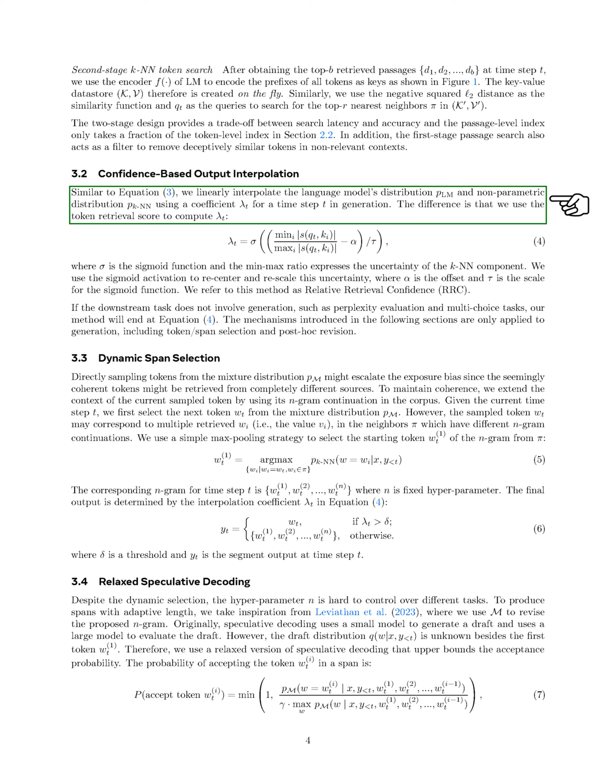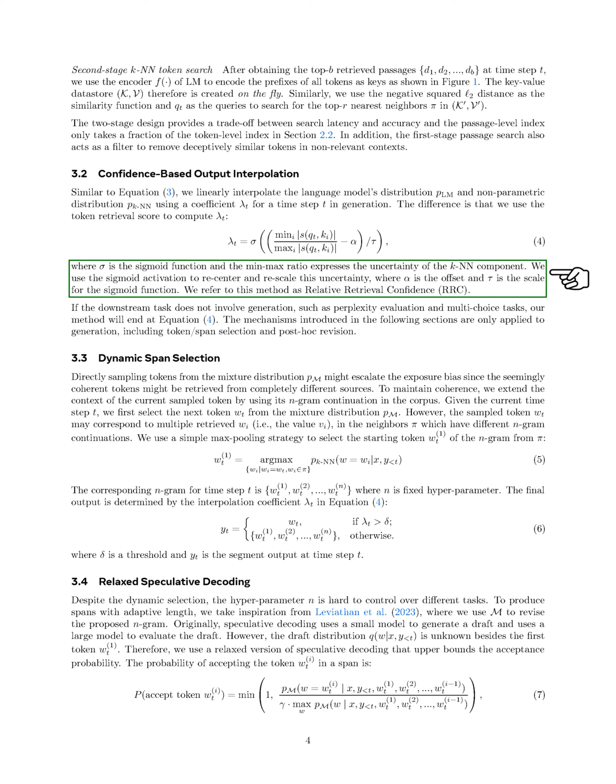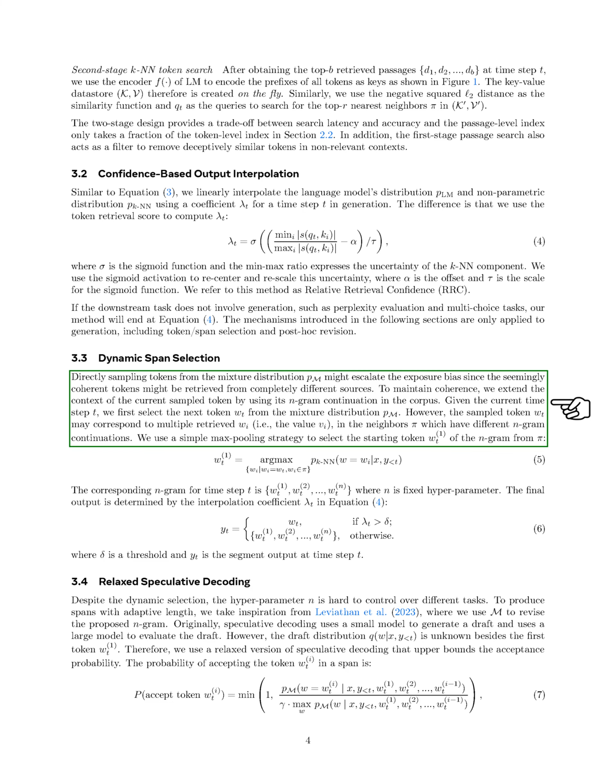We also introduce confidence-based output interpolation, where we combine the language model's distribution and a non-parametric distribution using a coefficient. This coefficient is computed based on the token retrieval score, incorporating a sigmoid function to adjust uncertainty. This method, called relative retrieval confidence, is particularly useful for generation tasks. Additionally, we discuss dynamic span selection, where we extend the context of sampled tokens to maintain coherence in the generated output. We use a max pooling strategy to select the starting token of the context, ensuring consistency in the generated text.